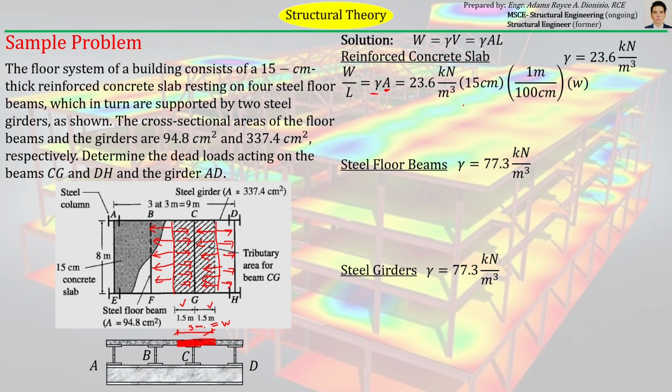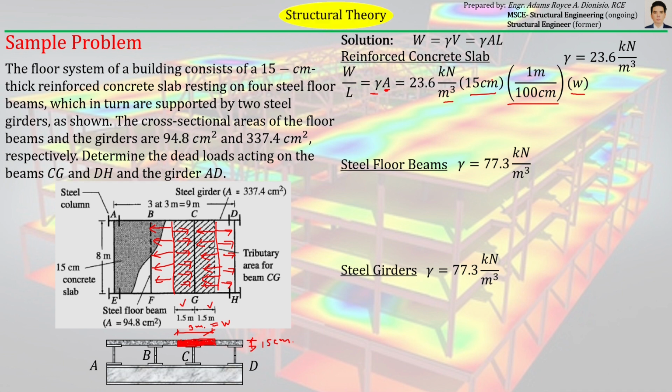This is the gamma. Its cross-sectional area is just the area of this shaded portion, which is just equal to the product of this dimension, the 15 cm, and the tributary width, which I'll just call W. So, the product of those. You just have to make sure that your units are consistent, because this one is in centimeters and this one is in meters. So, you have to convert centimeter to meter. And how do we convert that? Just multiply it by 1 meter over 100 centimeter, since we know that 1 meter is equal to 100 centimeter. Okay? So, that is how we convert centimeter to meter.